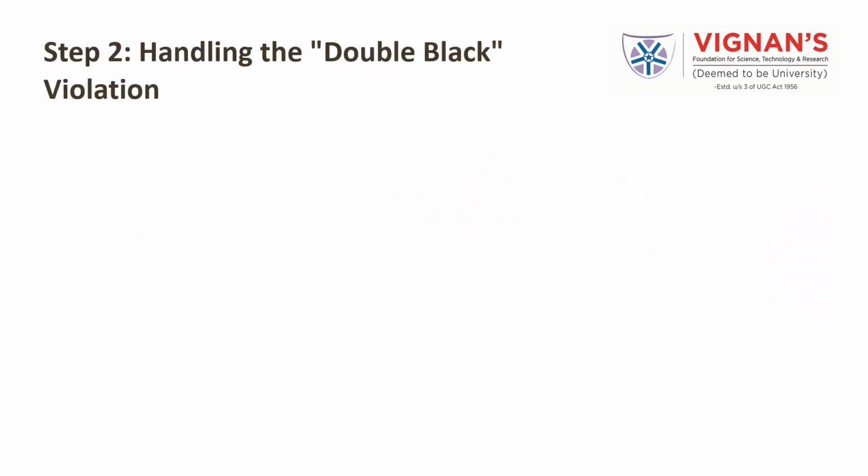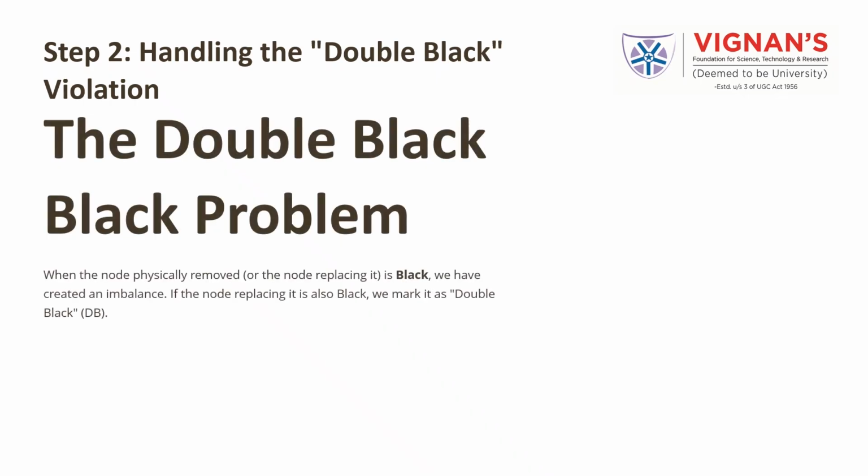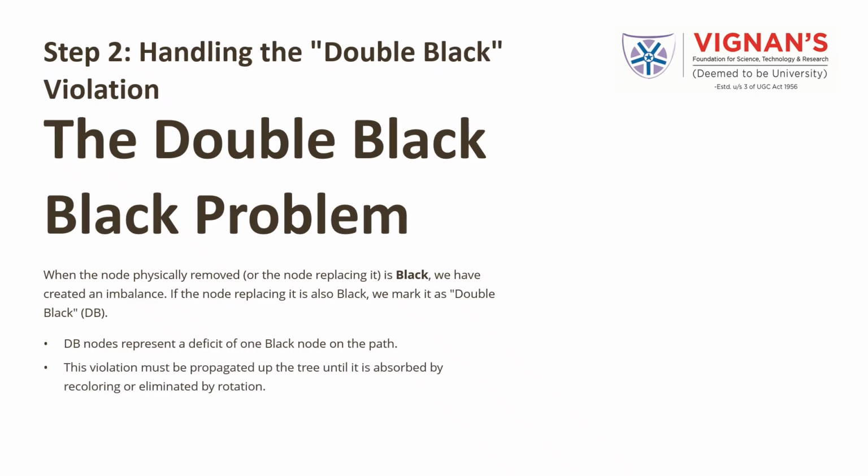Step 2. Handling the double black violation. The double black problem. When a node is deleted from a red-black tree, the problem arises if the node that is physically removed is black. If the deleted black node is replaced by another black node, we mark the replacement as double black, abbreviated as DB. Double black does not mean an actual node color. It represents a deficit of one black node along that path, which violates the black height property of the tree.